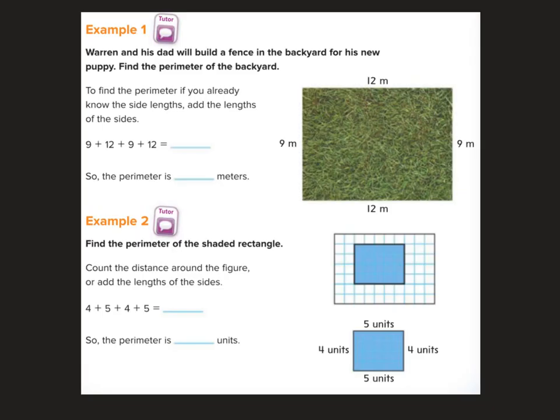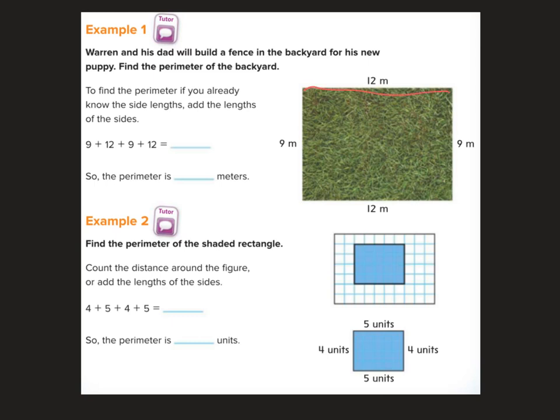So let's get some problems started. Here's example 1. Warren and his dad will build a fence in the backyard for his new puppy. Find the perimeter of the backyard. Okay, so to find the perimeter, you already know the side lengths. Add the lengths of the sides.